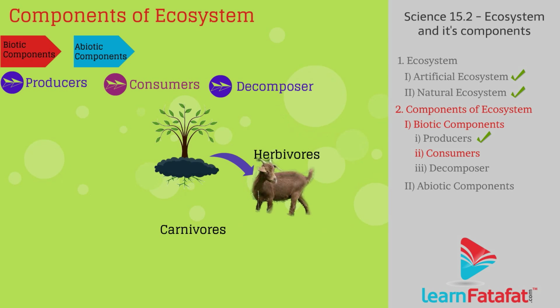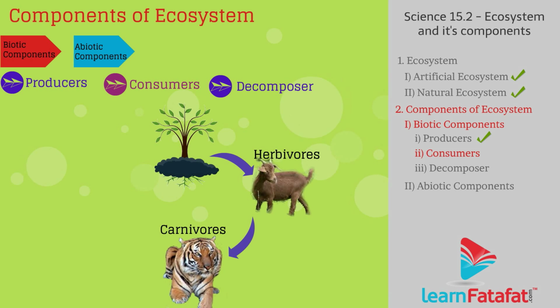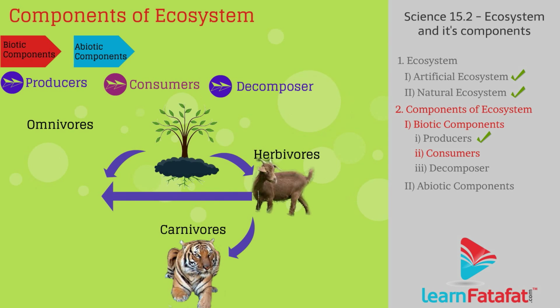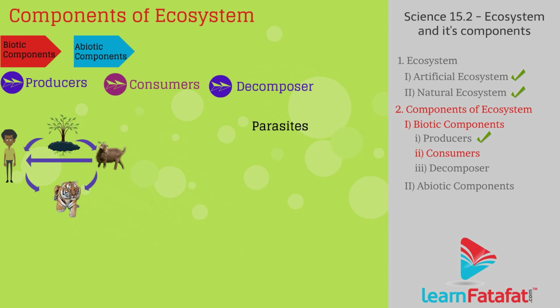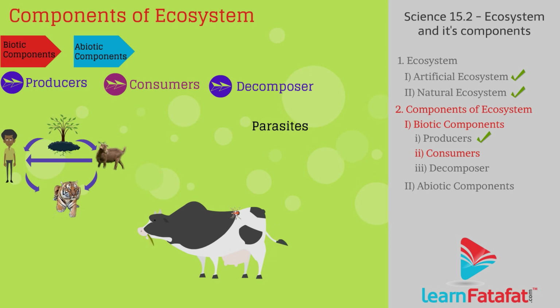Carnivores. The organisms that obtain food by eating other animals are carnivores, for example, tiger. Omnivores. The organisms that can obtain food from plants as well as animals are called omnivores, for example, human. Parasites. Parasites attach to the body of other living organisms and obtain their food from their body, for example, ticks.